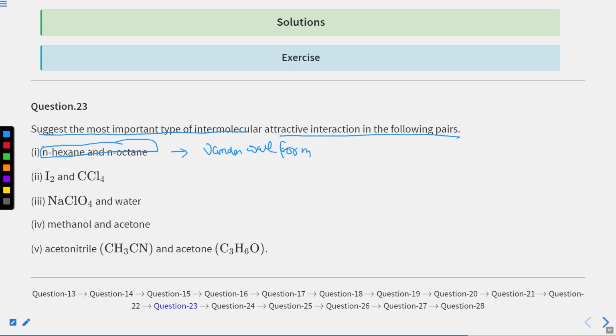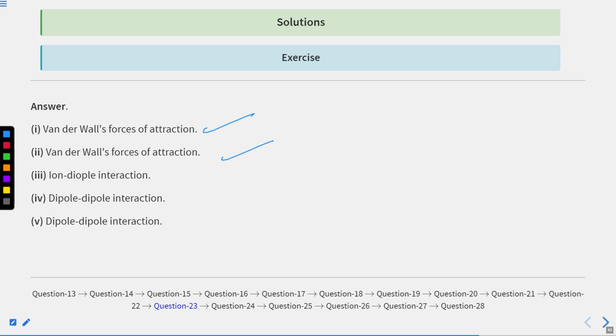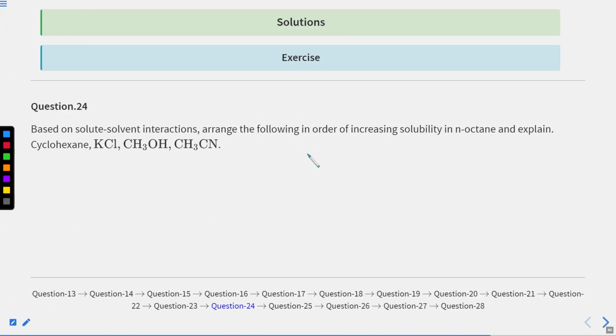In case of IClF4, which type of interaction will we have? In NaClO4 and water, it will be hydrogen bonding. In methanol and acetone, which type of interaction will be present? And in acetonitrile and C3H6? So let us look at the answer. Van der Waals force, then we have ion dipole interaction, dipole interaction, and here also dipole interaction.